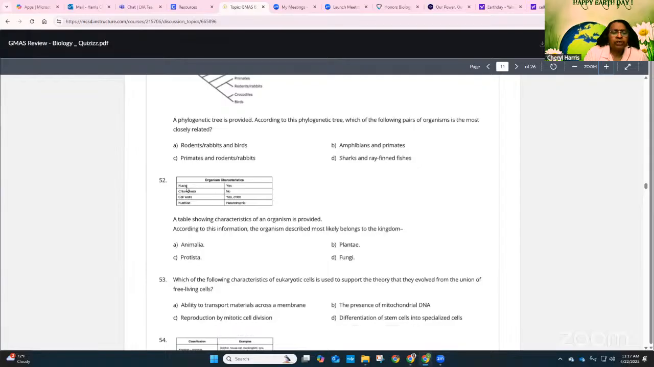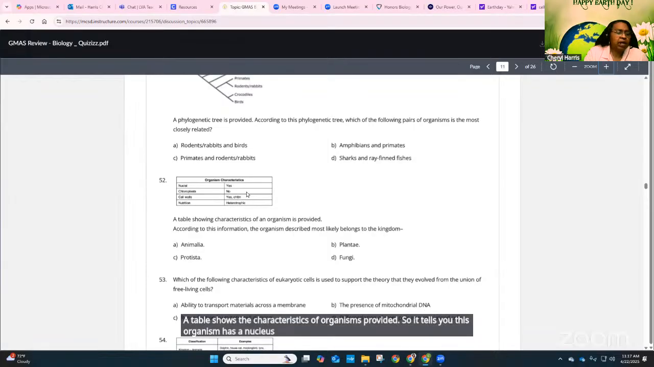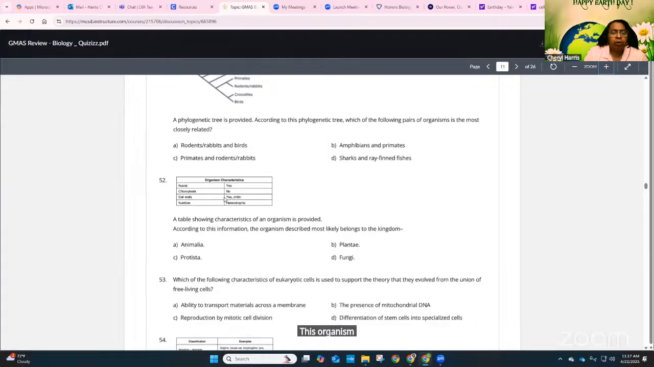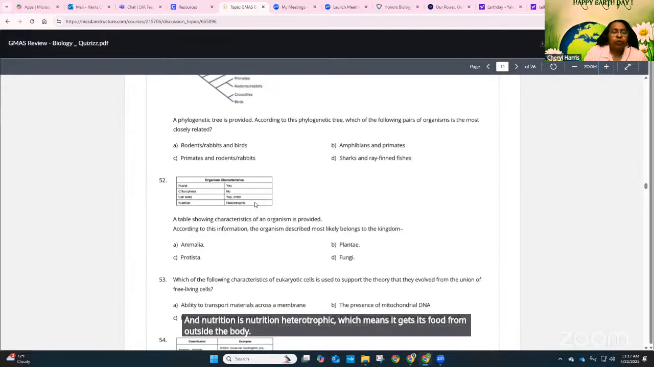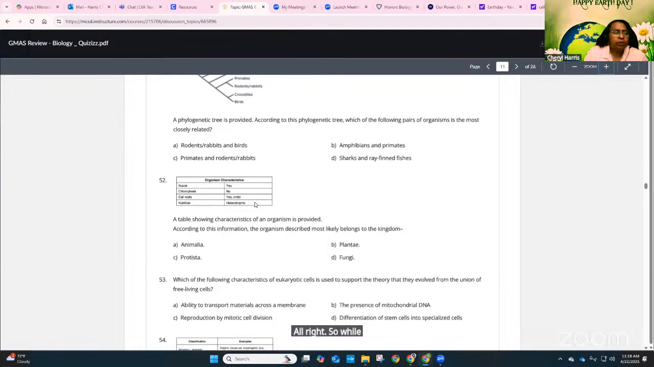So it tells you this organism has a nucleus. This organism does not have chloroplast. This organism has a cell wall, and it's made of chitin. And nutrition is heterotrophic, which means it gets its food from outside the body. All right. So while it has a cell wall, it has no chloroplast, so it's not green.